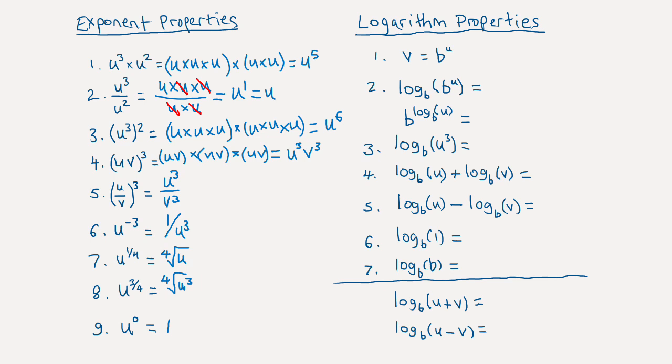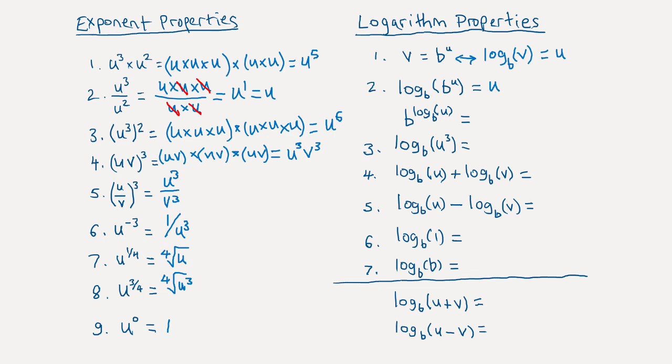Moving on to logarithm properties. So if we start with an exponential function, if we take the base b logarithm of both sides, we would have the logarithm of v equals u. So these two are equivalent equations. Number 2, if I was to take the base b logarithm of b to the power u, I would just get u back.